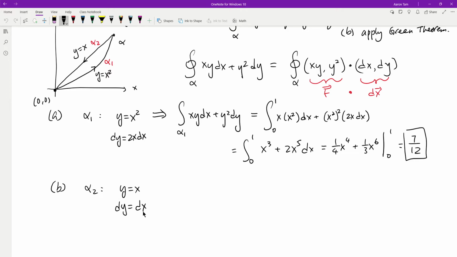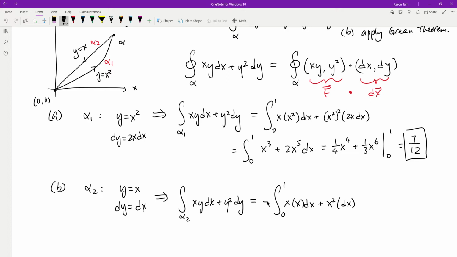So what's important to understand is that this would come out to be this. So the line integral over alpha 2 of xy dx plus y squared dy would equal the integral from 0 to 1 of x times x dx plus x squared times dx, but I have to introduce a negative in front of it. The reason is that without that negative, I'm actually evaluating the line integral over alpha in the opposite direction, meaning it will go from 0, 0 to 1, 1.